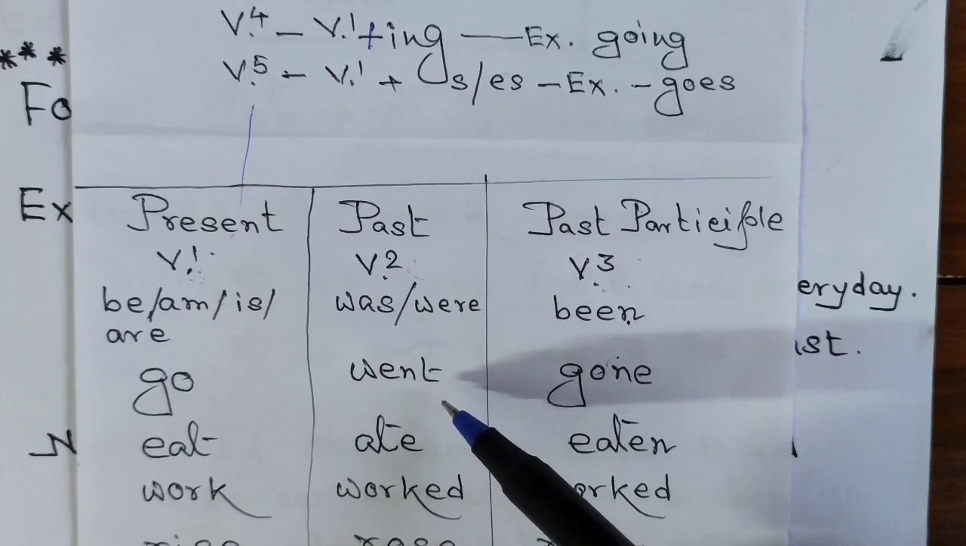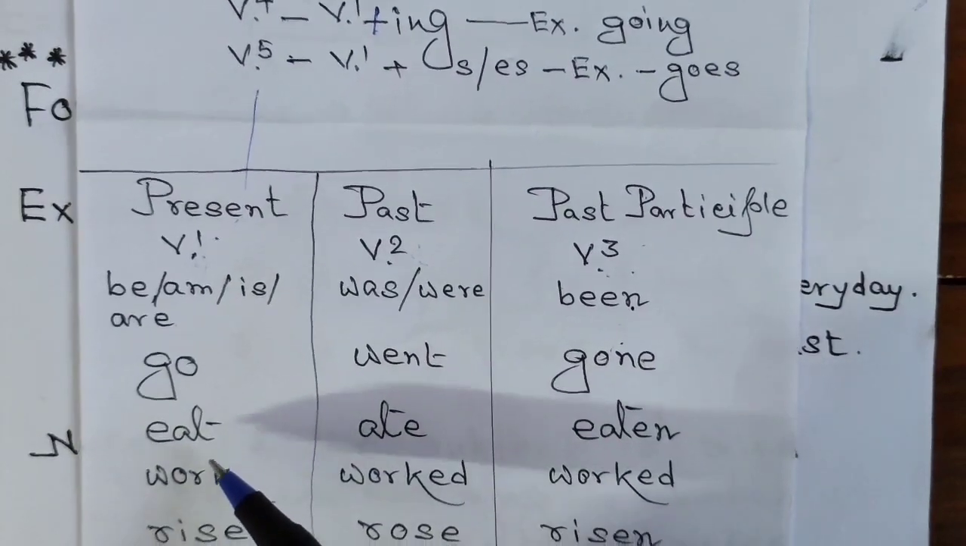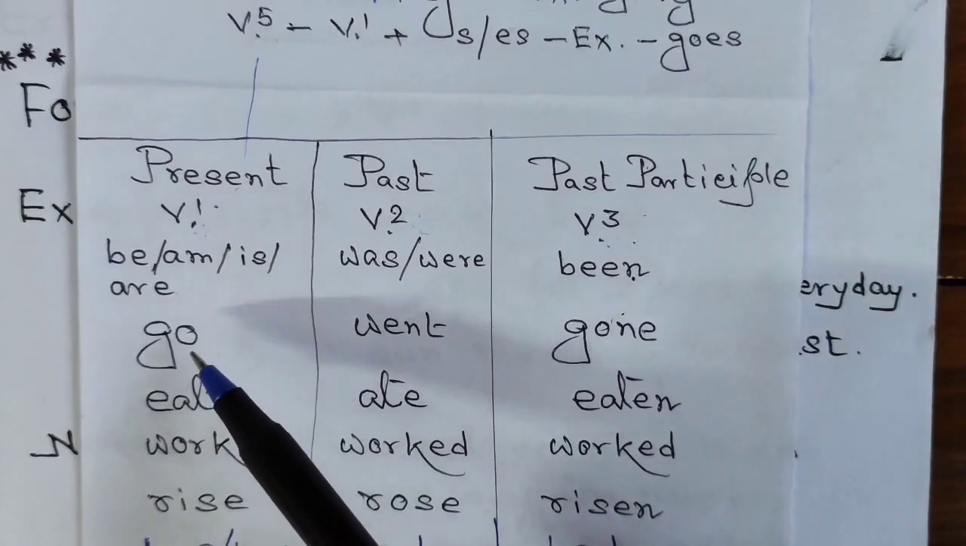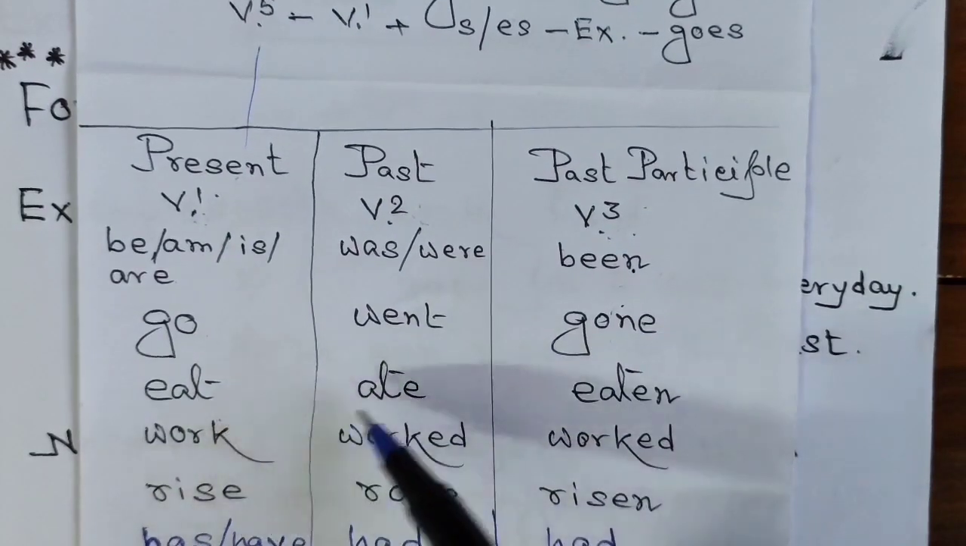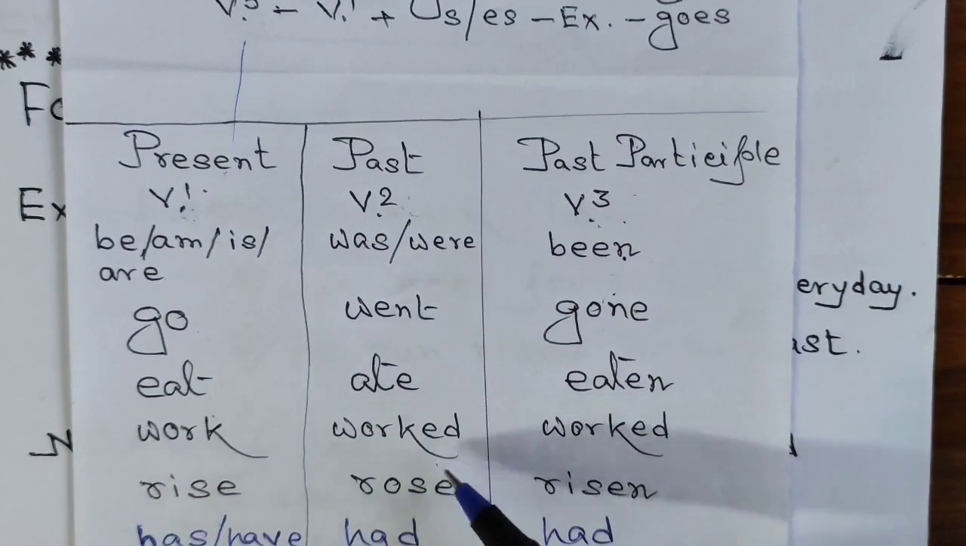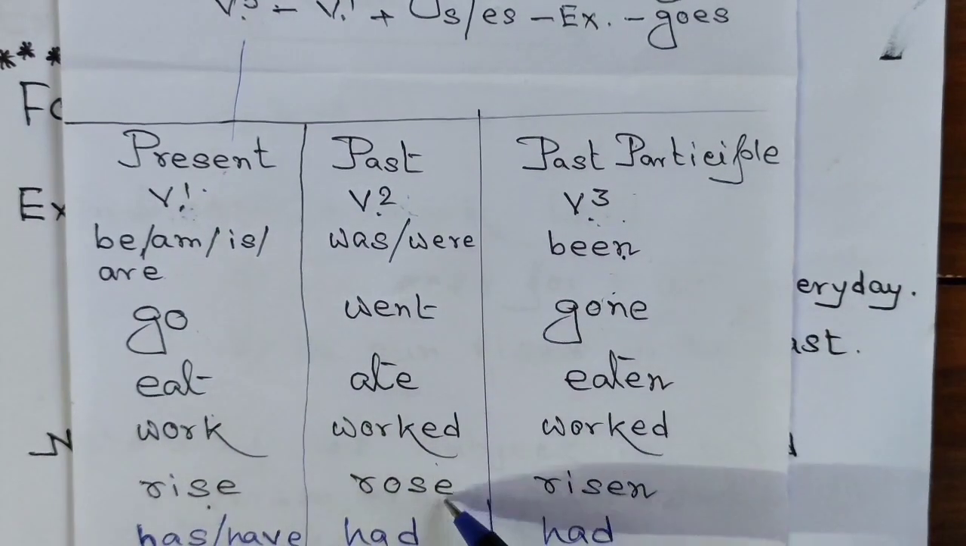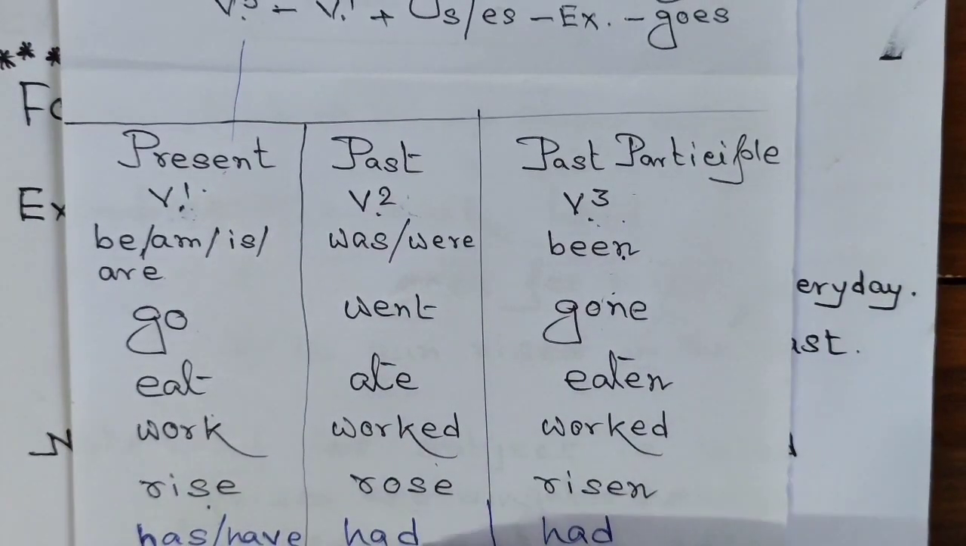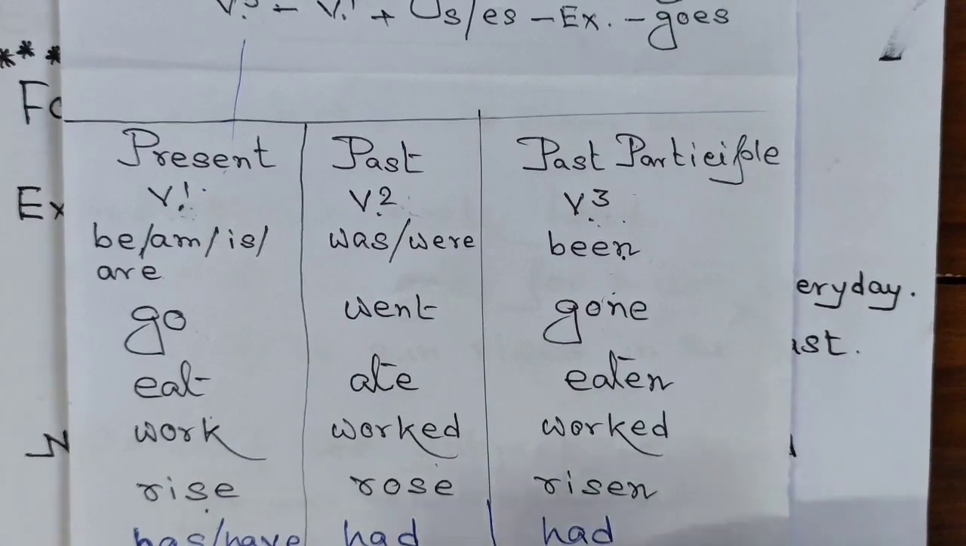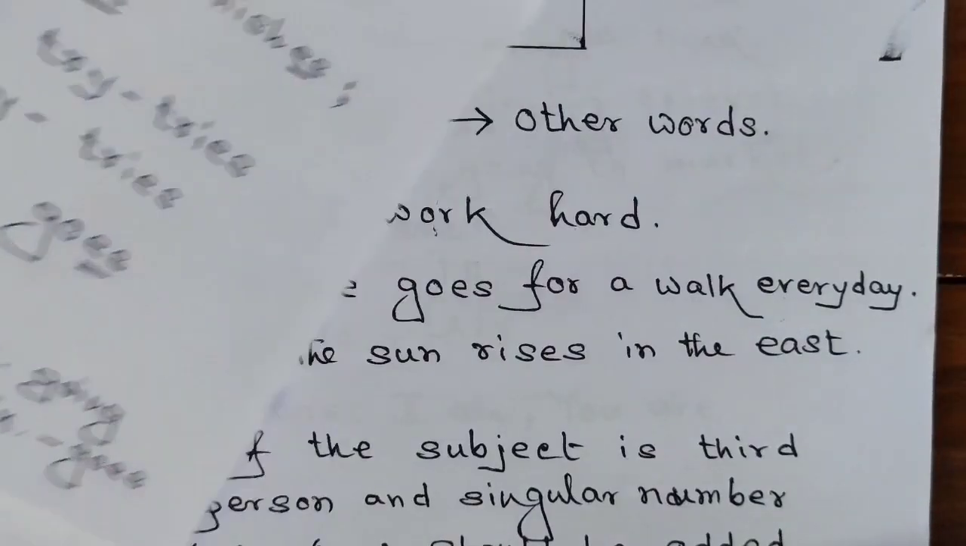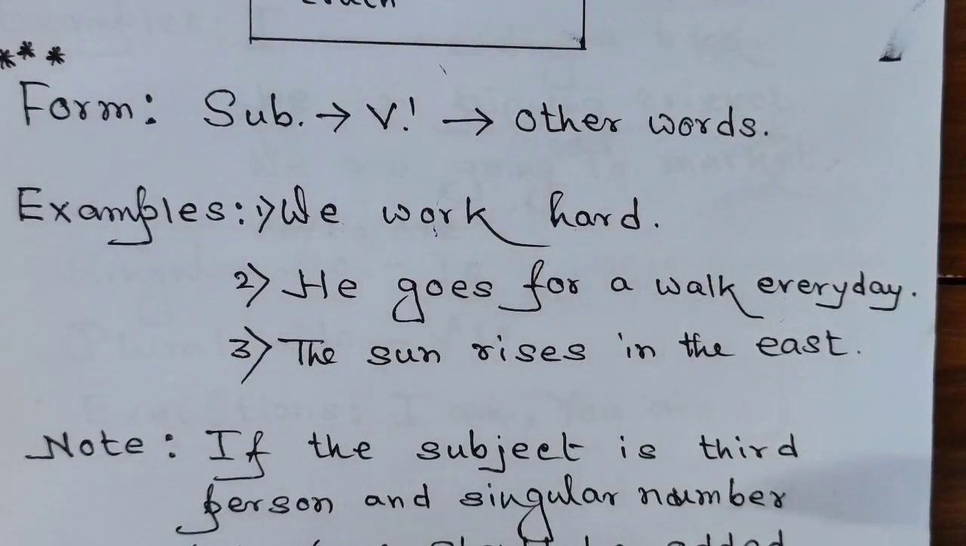Now let's have a quick look at some of the verbs I have written down. Go, went, gone. Eat, ate, eaten. Walk, walked, walked. Rise, rose, risen. Has and have, had and had. Okay, now I would like you to have a close look at the examples I have written down following this tense, which is present indefinite tense.